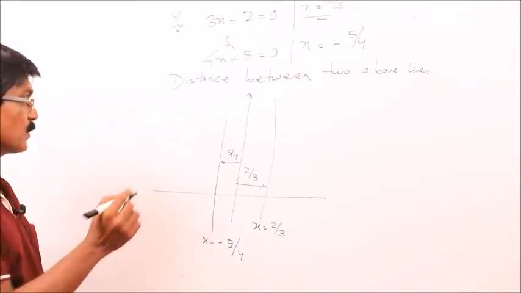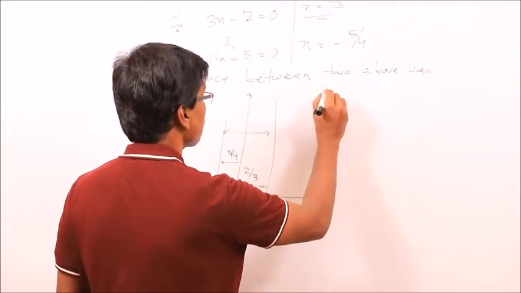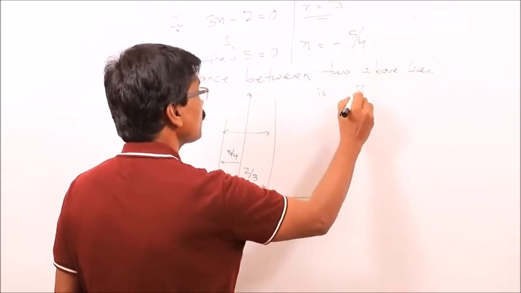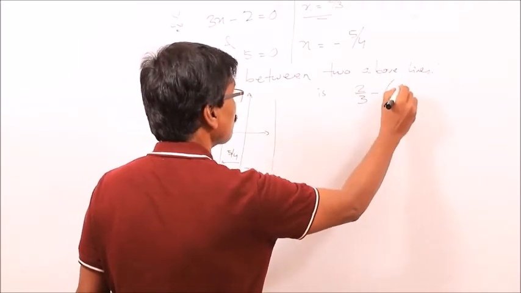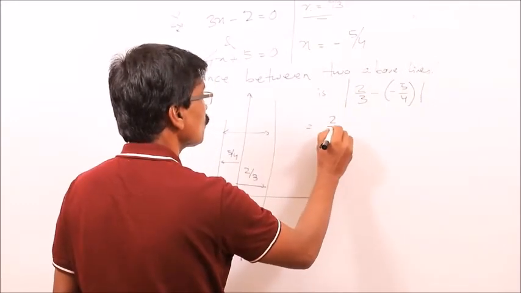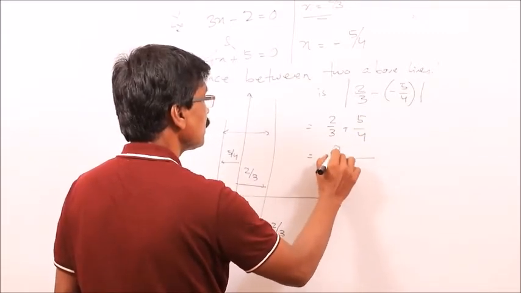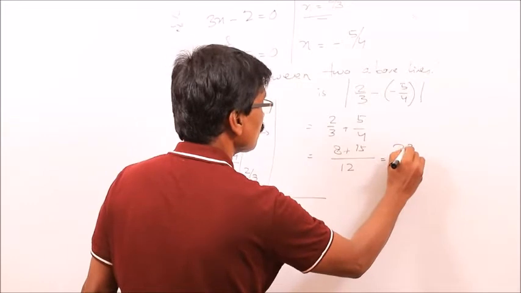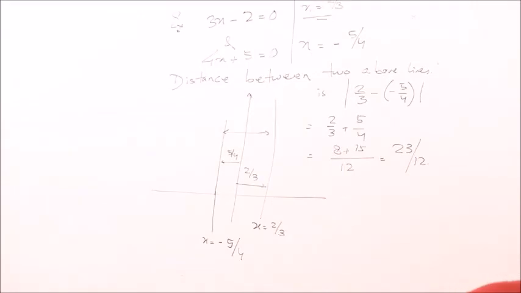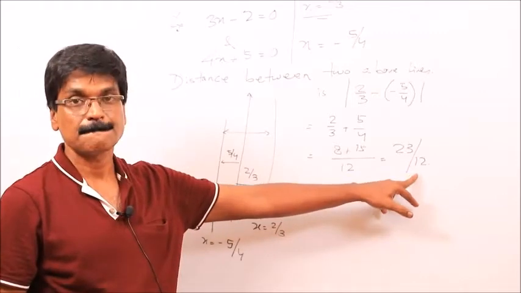So, now the distance between these two lines is the modulus of 2 by 3 minus of minus 5 by 4. So, that is equal to 2 by 3 plus 5 by 4, by taking LCM 12, that is 8 plus 15, which is equal to 23 by 12. So, that is the distance between the two parallel lines, which is 23 by 12.